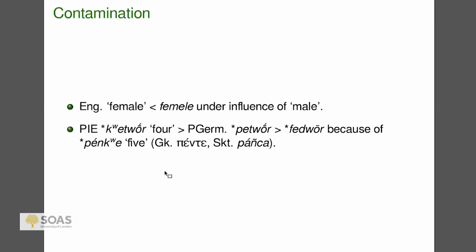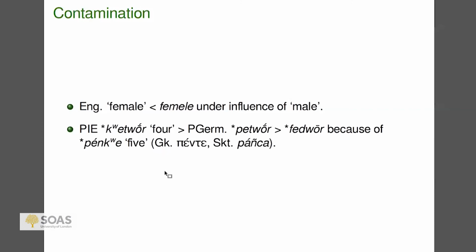Okay, and then next I come to contamination. Contamination is a type of analogy, but a very specific type that I mentioned before, where words that are part of a sort of semantic subsystem influence each other's forms. So the textbook example is female, which should be femelle, has been influenced by male. Looking at an Indo-European example, the Indo-European word for four is kwetwor, which turned sort of randomly in Proto-Germanic into having a P initial. So it became petwor, and then fedwor, which gives us four, for example, in English. And this is under the influence of the P in five, where Greek and Sanskrit show you that the word for five had a P. So basically, the Proto-Germanic speakers copied the P of five back onto four.